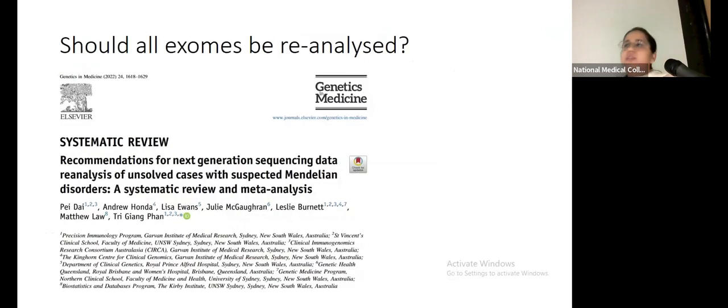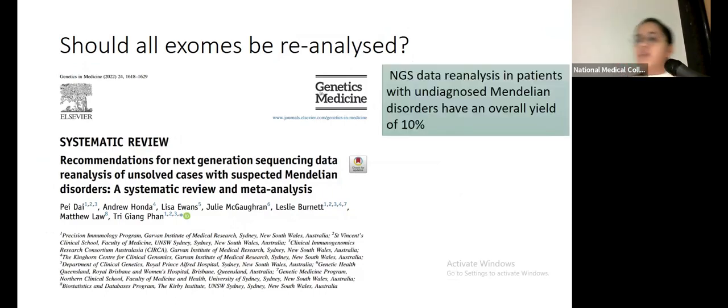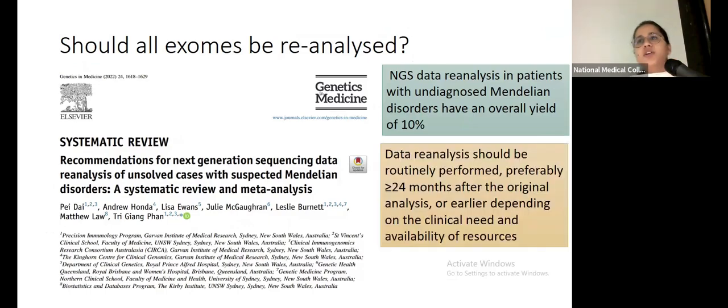So based upon that, should all exomes be reanalyzed? There were many systematic reviews, and one of them said that yes, NGS data reanalysis has value because it increases the overall yield by 10%. And how long after should this data be reanalyzed? They say there are no particular guidelines, but in their meta-analysis, they say preferably more than 24 months after the original analysis.